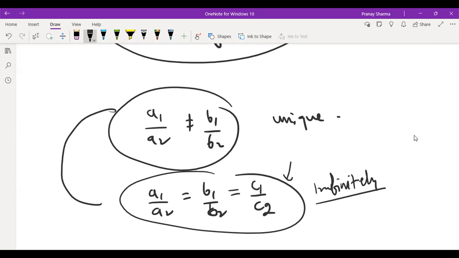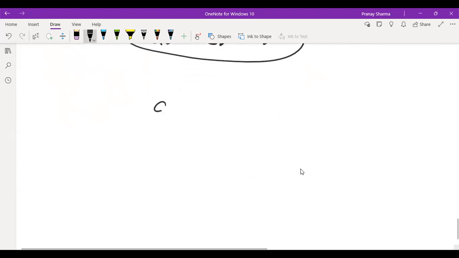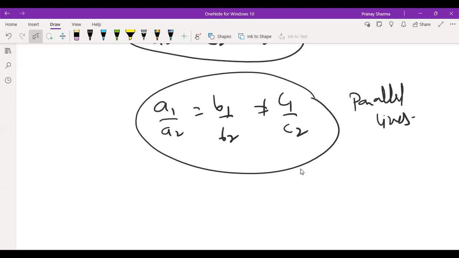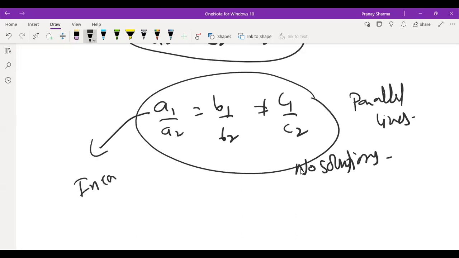And this particular set is known to be consistent. While inconsistency is, suppose a1 upon a2 equals b1 upon b2, but it does not equal c1 upon c2, then this is the case of parallel lines. And in this case, we have no solutions, right? This particular thing is known as inconsistent. So just by checking the condition, you can identify whether something is consistent or inconsistent.